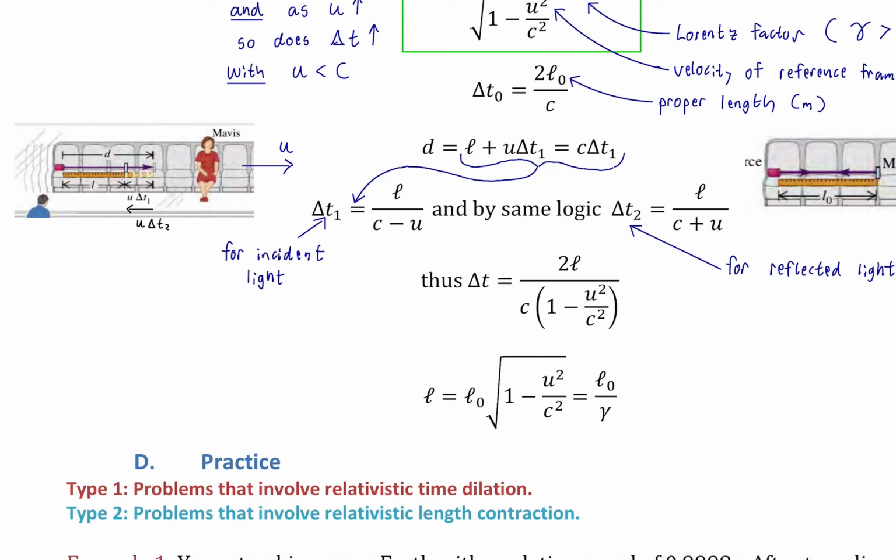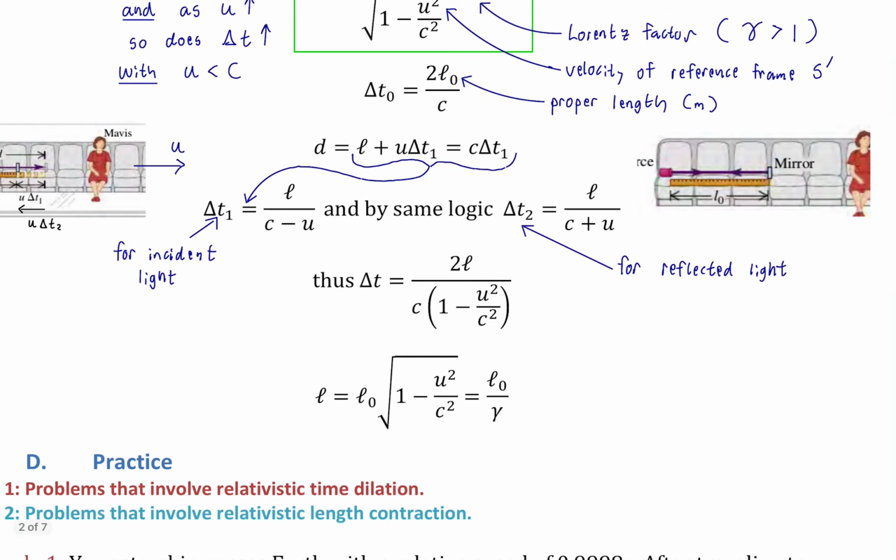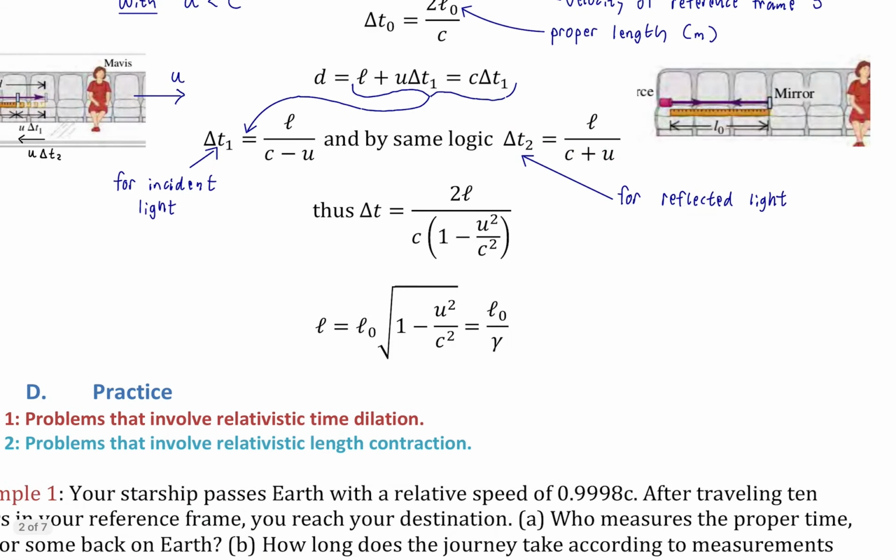That's the incident light. And then for the reflected light, we can make the same argument, but instead of being plus u times delta t1, it would be minus u delta t2. So we end up with a plus when we solve for delta t2, okay? So we just have different signs for the reflected light than for the incident light, right? Because it's going to essentially get shortened on the way back.